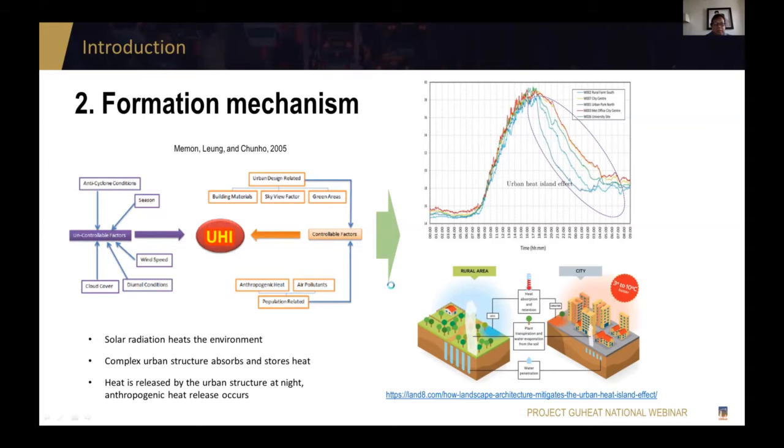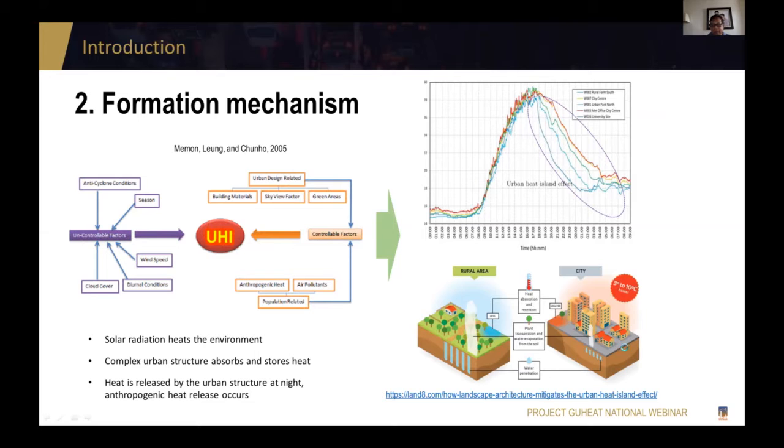First, when solar radiation hits the environment in the morning, it directly hits the land, the soil, and once the sun rises, the temperature also rises because the land absorbs more heat. However, as shown here, the heat is absorbed by the complex structure of the urban environment.